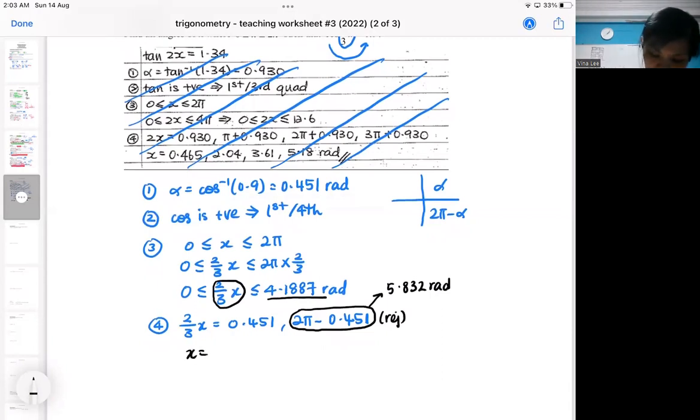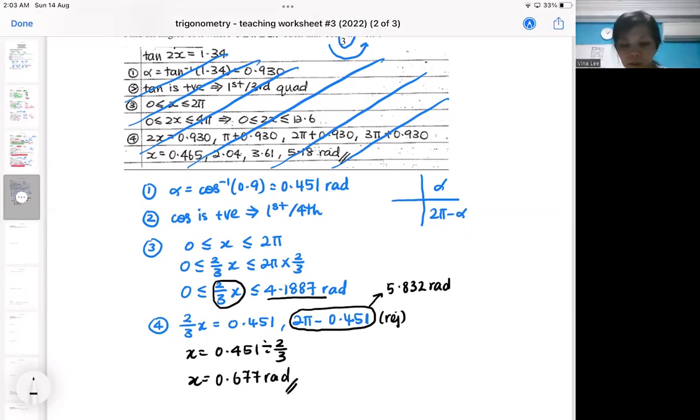So there's only one answer that is acceptable. So from here, you use the only answer and divide by 2/3. So you will get 0.677 radian. So in this question, you somehow don't get the 2 answers, don't get the 4 answers, because you're limited by the range. So you go through the same process every time.